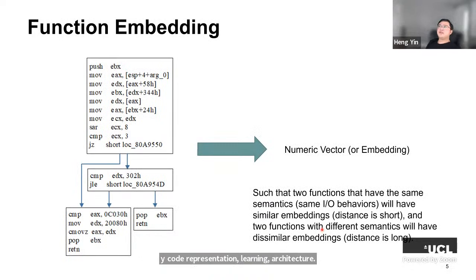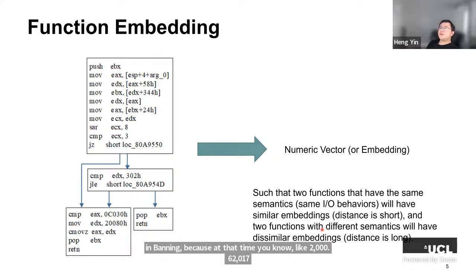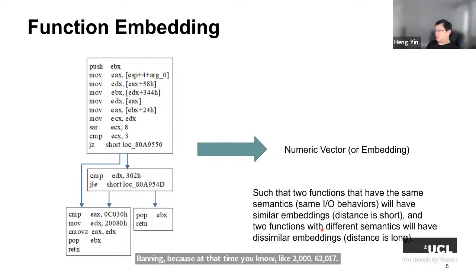So, like I said, at the very first, we look at the function embedding, because at that time, like 2016, 2017, we were thinking about vulnerability search, mainly because of the code clone, right? So function embedding, the idea is that we would like to try to learn a numeric vector or embedding for a function such that two functions that have the same semantics, same IO behaviors would have similar embeddings.